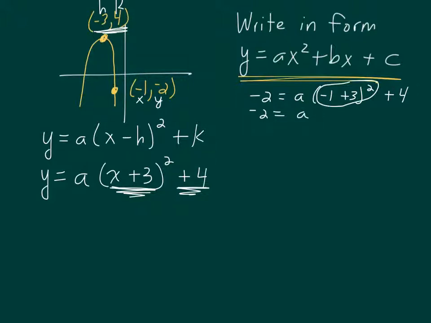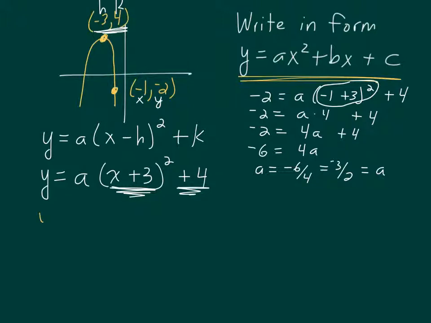Now when we clean this up, remember we have to do this part first. So that's going to give us 2 squared, which is 4. Now don't forget that this is really multiplication, so you have 4 times a, and then you add on that 4. So I'm going to subtract over 4, and I get negative 6 is equal to 4a. A is equal to negative 6 over 4, which simplifies to negative 3 halves. Okay, so we're not going to panic that our a value is not a nice integer for us. It's going to happen sometimes.